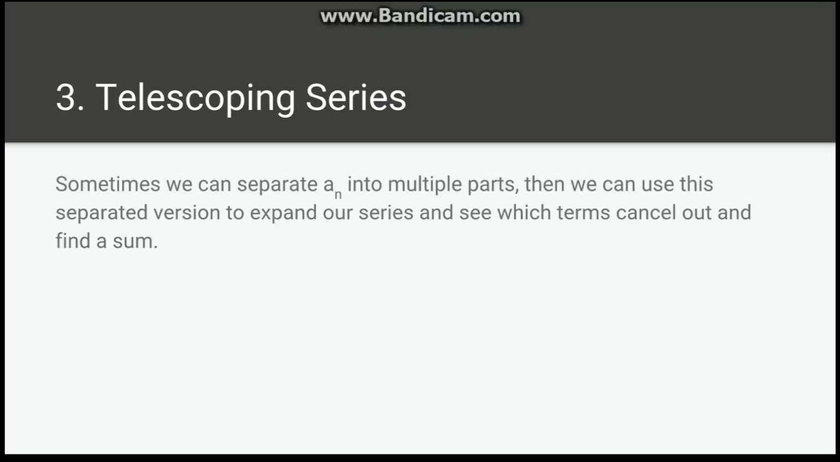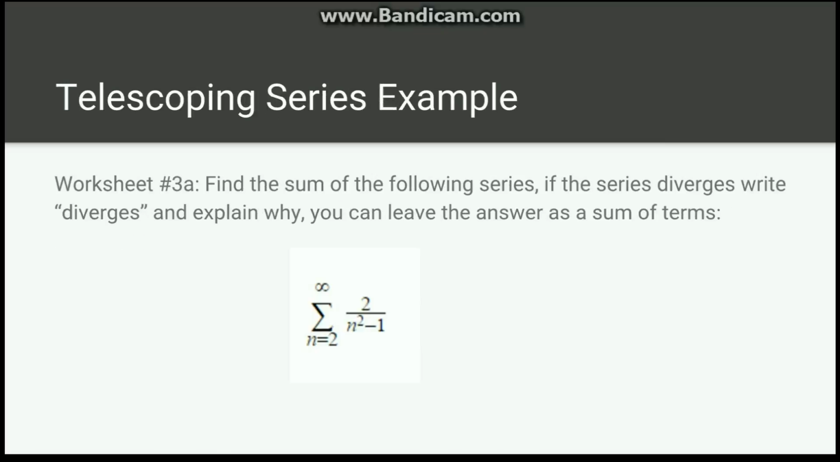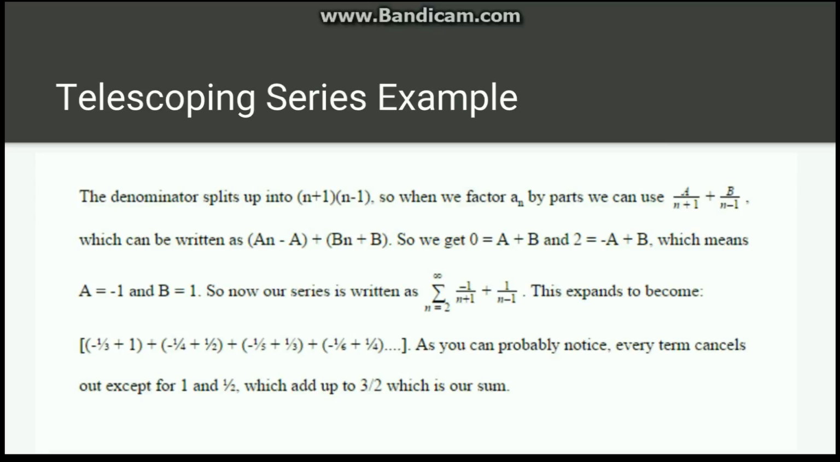Sometimes we can separate our series a sub n into multiple parts. Then we can use the separated version to expand our series and see which terms cancel out and find the sum. One good example of a telescoping series is number 3a on our worksheet. So take this series and find the sum of it. Okay, so using partial fractions, you figure out that this series can be split up to equal -1 over n plus 1 plus 1 over n minus 1. When you expand it out, you get a whole list of fractions over here. And as you can probably notice, all of these terms cancel out except for 1 and 1/2, which add up to 3/2, which is our sum.